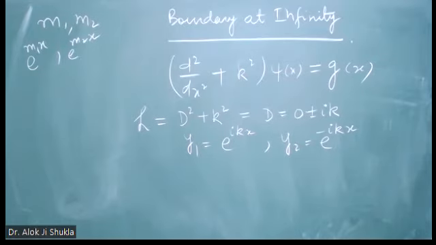So we have boundary at infinity and we have the wave traveling to infinity. So please write, in this case, the boundary is at infinity, so our outgoing wave is traveling to infinity.